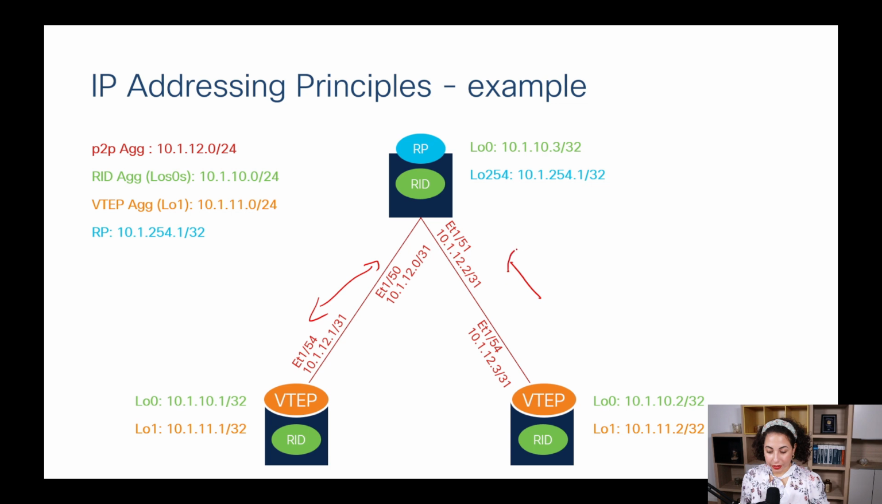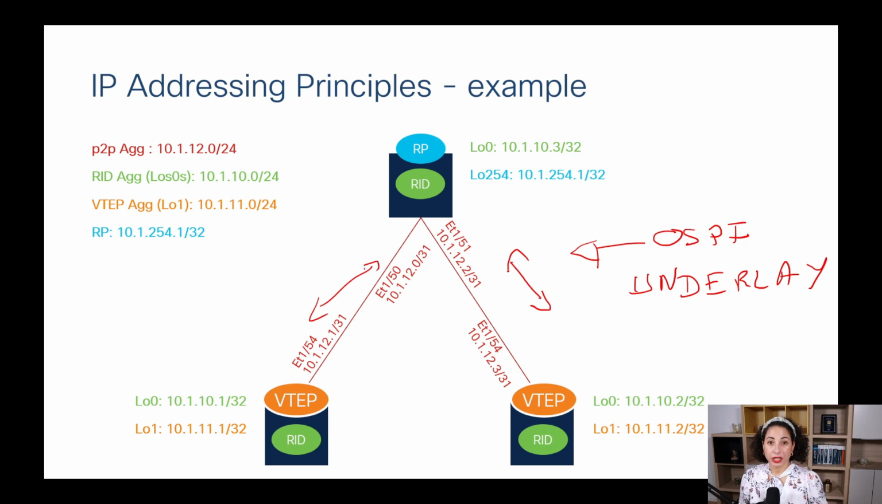These interfaces will help us build the underlay control plane protocol adjacencies. When it comes to the underlay control plane protocol, we will be using OSPF. We need to give a name to our OSPF process, so we will name it underlay so that it makes sense. Okay, so first thing, we will be configuring these point-to-point interfaces.